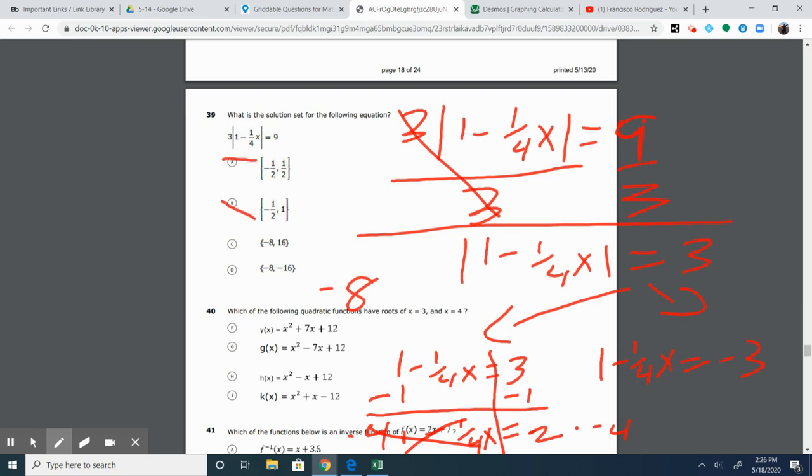Our second solution will do the same steps, but this time the 3 is negative. So we're going to subtract 1 on both sides. So we have negative 1/4 x is equal to negative 4. And now we're going to multiply both sides by negative 4. So x will be equal to negative 4 times negative 4, which gives us a positive 16. So our answer is C.